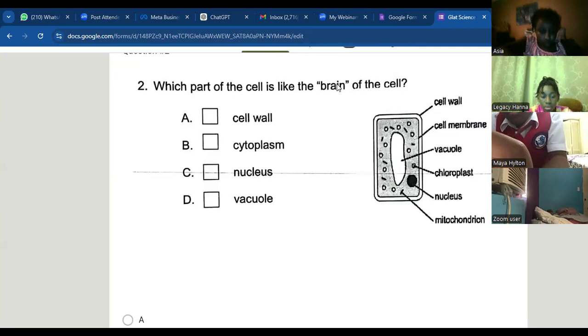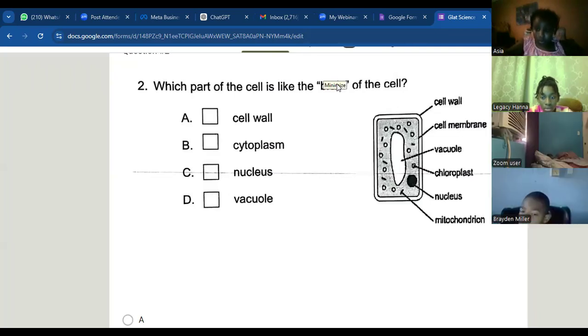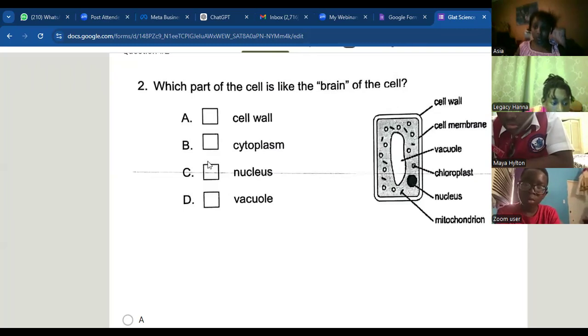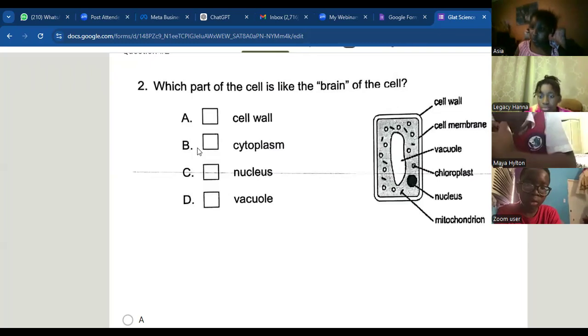The brain of the cell. Put your answer inside the chat for me. What is the brain of the cell? I need everyone to participate. Put your answer inside the chat for me, please. Thank you, Braden. Thank you, Maya. Thank you, Asia. Thank you, Madeline. Daranique. Very good.